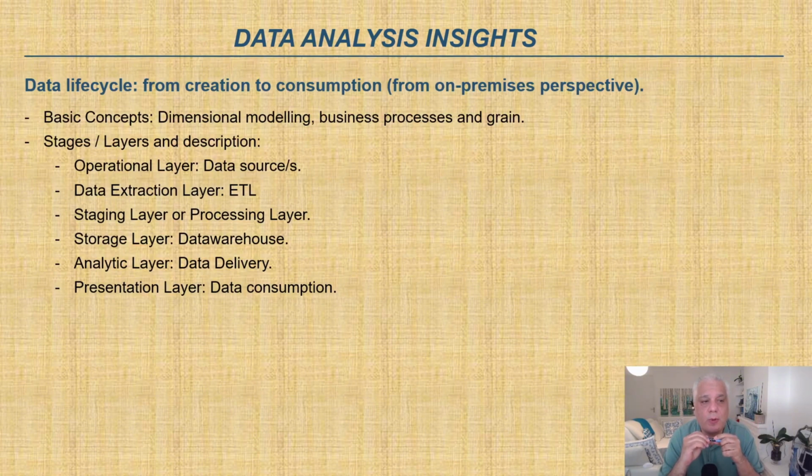In this process, we can find several layers or stages. The first one is the operational layer. In this layer, it includes data sources. The second one is the data extraction layer, basically the ETL. The following one is the staging layer or processing layer. The following one is the storage layer, basically the data warehouse. Once we have the data warehouse in place, we are going to create the analytic layer. Basically, it's being used for data delivery. And the presentation layer, which is the data consumption layer.